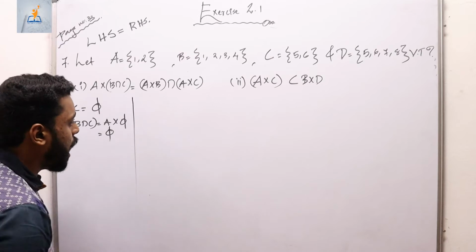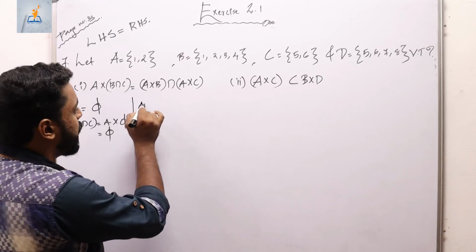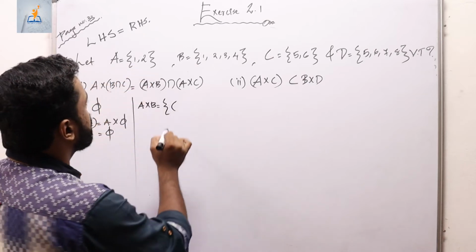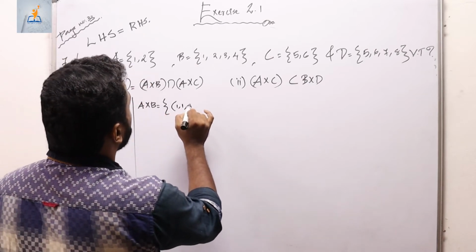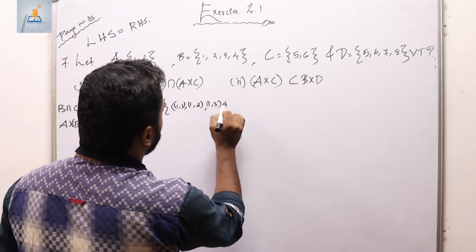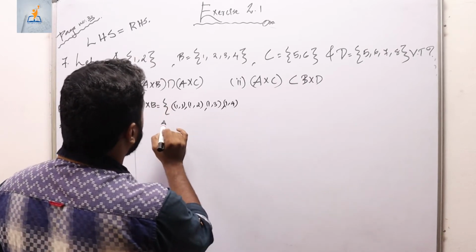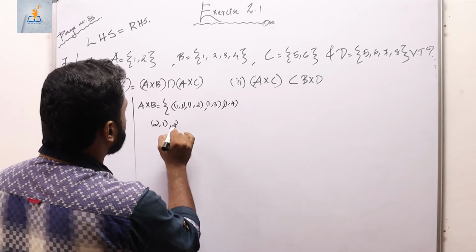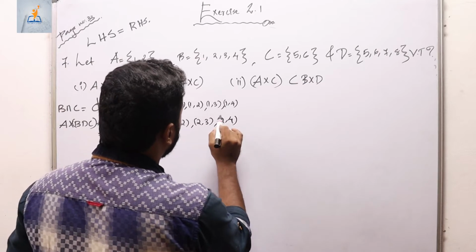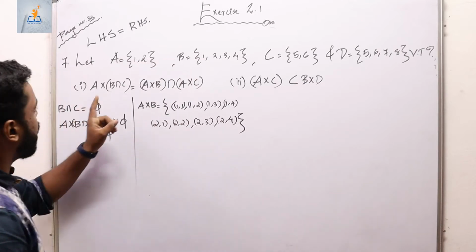Now, coming on to the RHS of it, we can see that A cross B is equal to the set of all ordered pairs (1,1), (1,2), (1,3), (1,4), isn't it? Now, (2,1), (2,2), (2,3) and (2,4). So, this is the set A cross B.